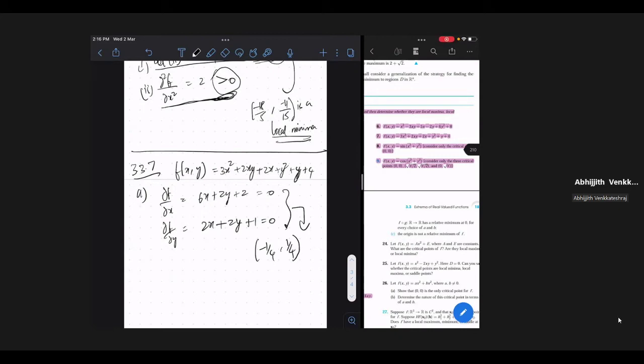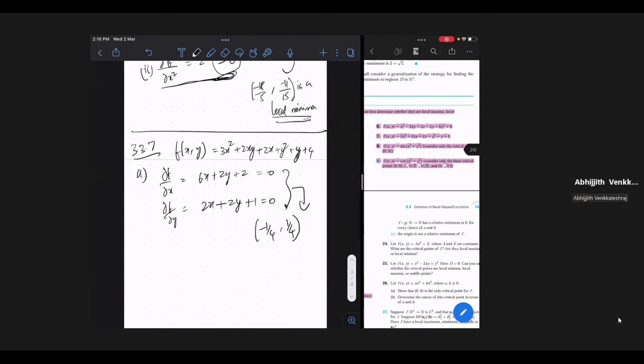Okay. So once you know this, we'll try to find the Hessian matrix. The Hessian matrix will be, the first term will be the double differentiation of this with respect to x, which is 6. If you differentiate this with respect to y, it's going to be 2. The same thing, this term will be 2. If you differentiate this with respect to y, it will be 2 again. So if I find the determinant of H, it's going to be 12 minus 4, which is 8.